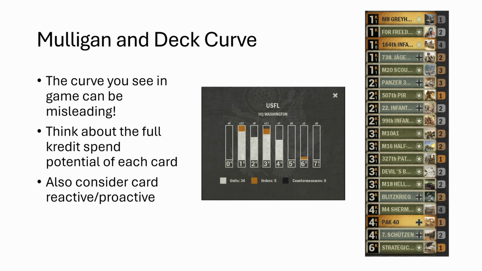If you want to think about it at a deeper level, you've got to think about the full credit spend potential of each card and also consider whether or not a card is reactive and/or proactive. Reactive means you play the card in reaction to a certain specific game state. And proactive means you can play the card at any time and it advances your own game win condition. So that's a lot of theory. Let's look at some actual examples.